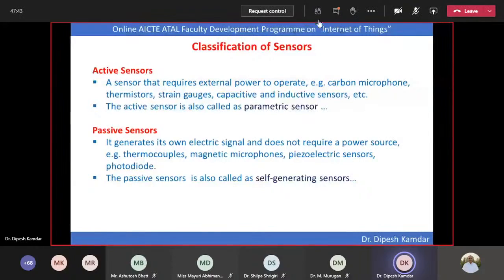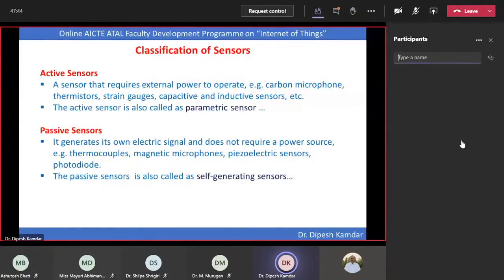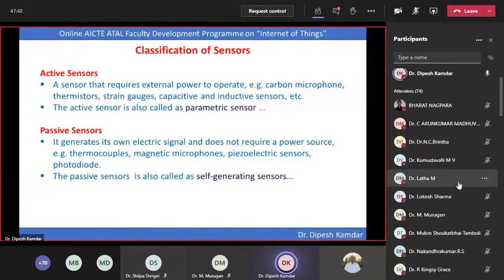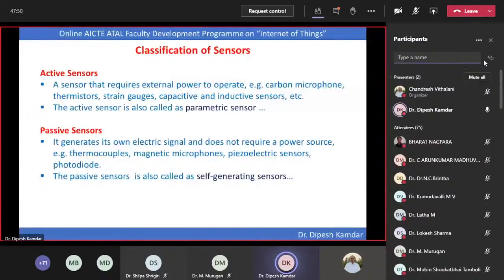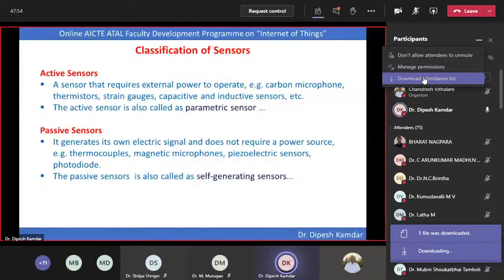Some of the active sensors are the carbon microphone. You need to supply power externally, then it will work. Otherwise, you cannot directly get the data from the microphone. These sensors are called parametric sensors.